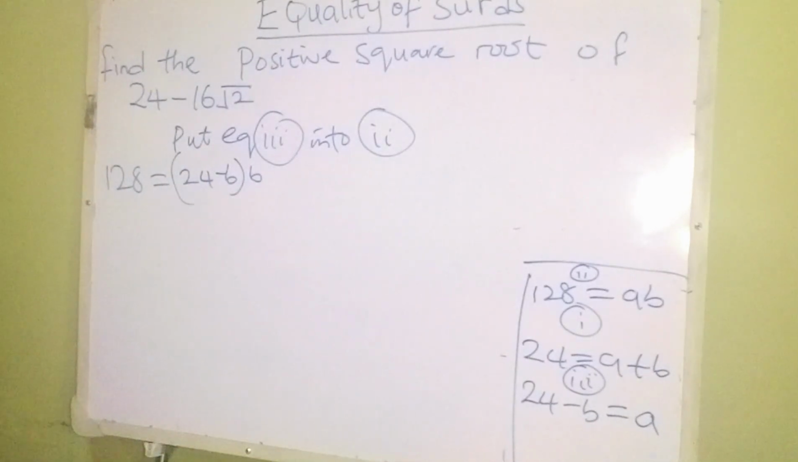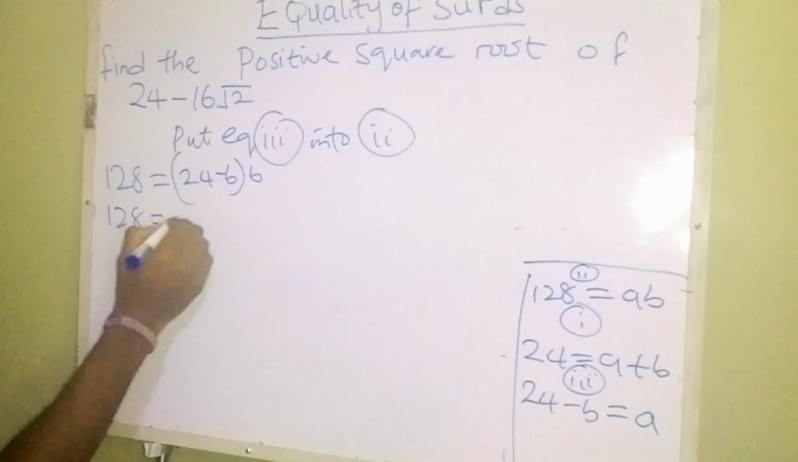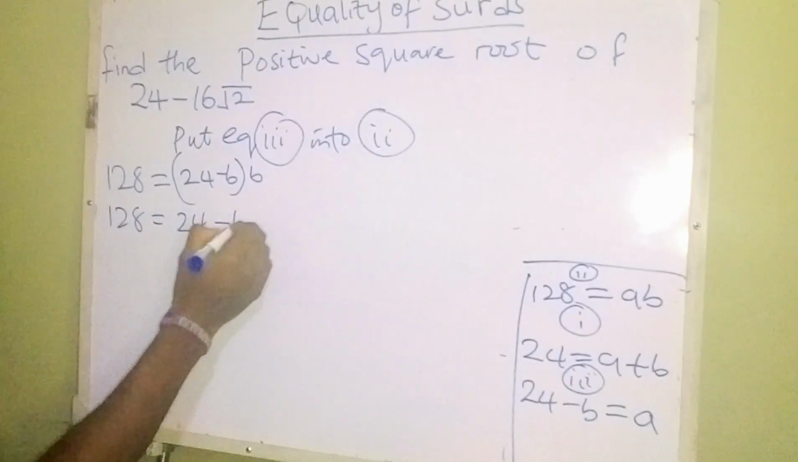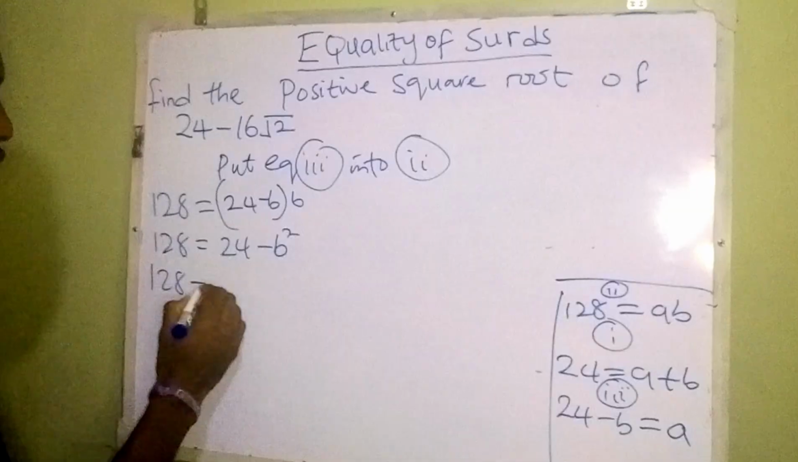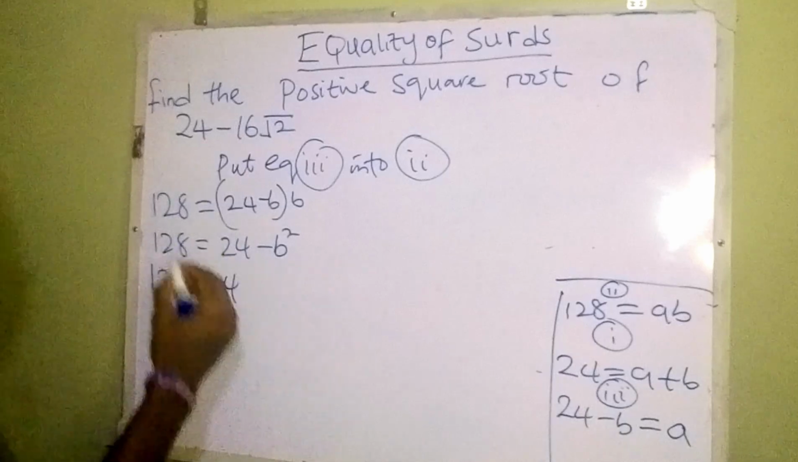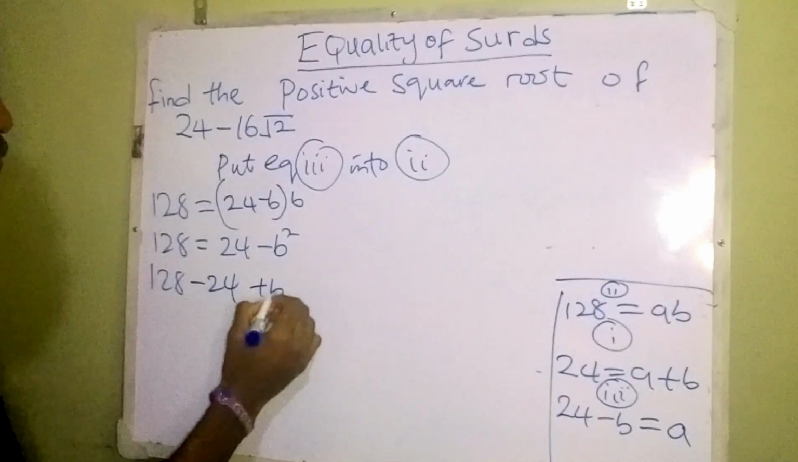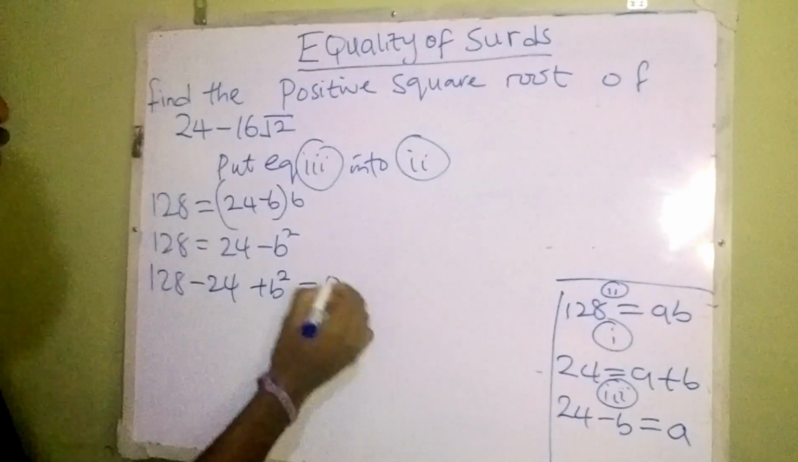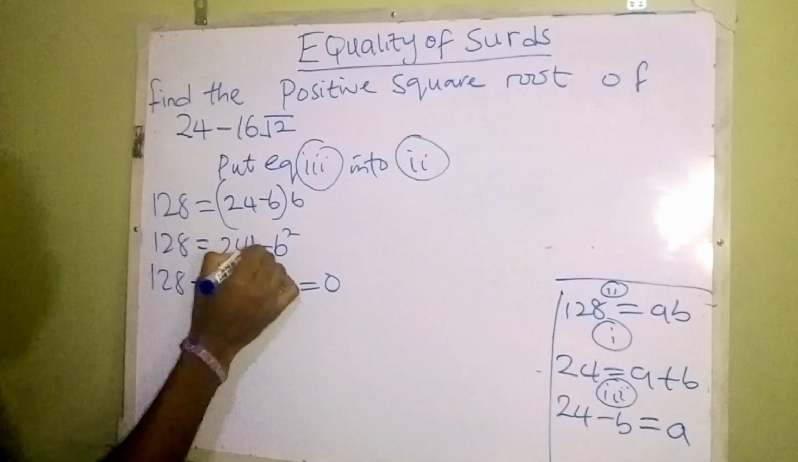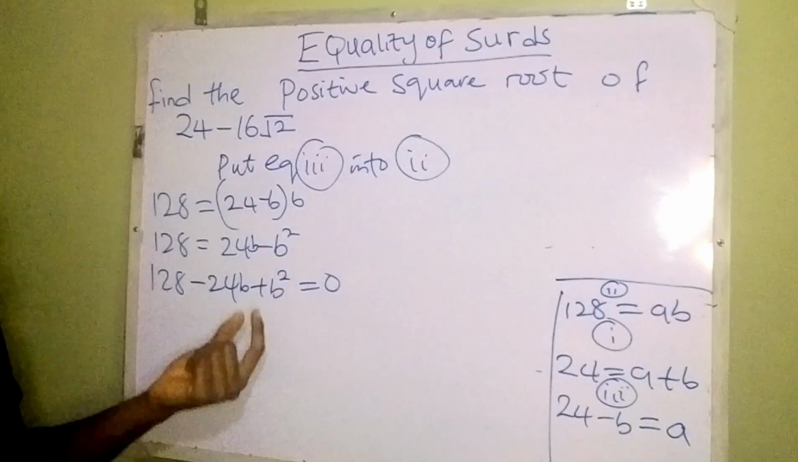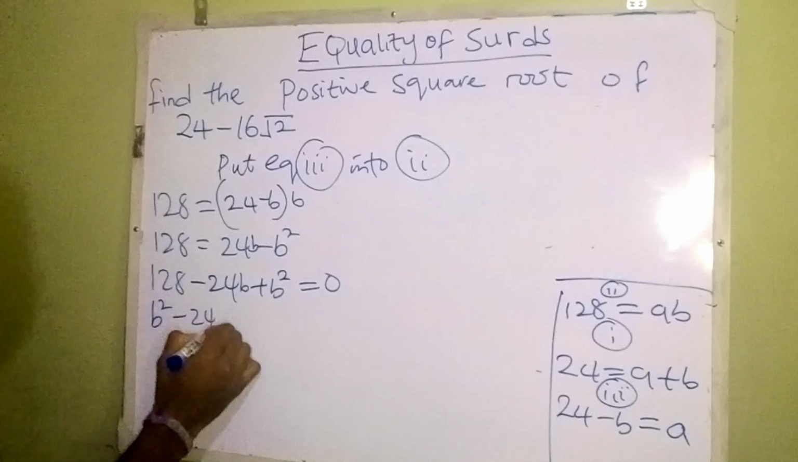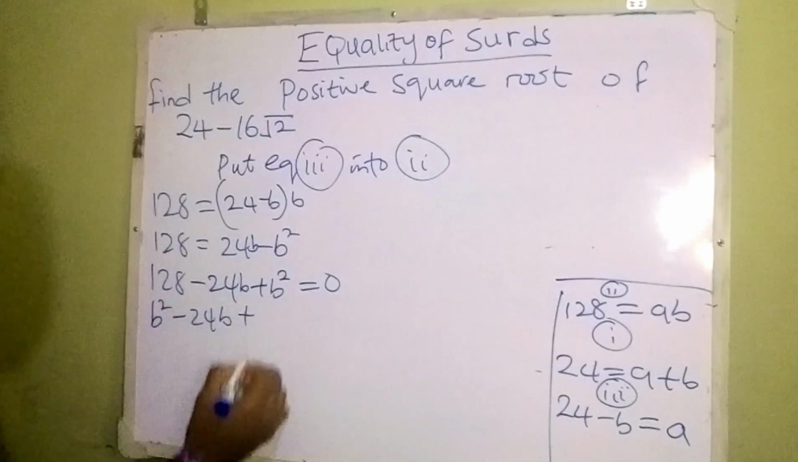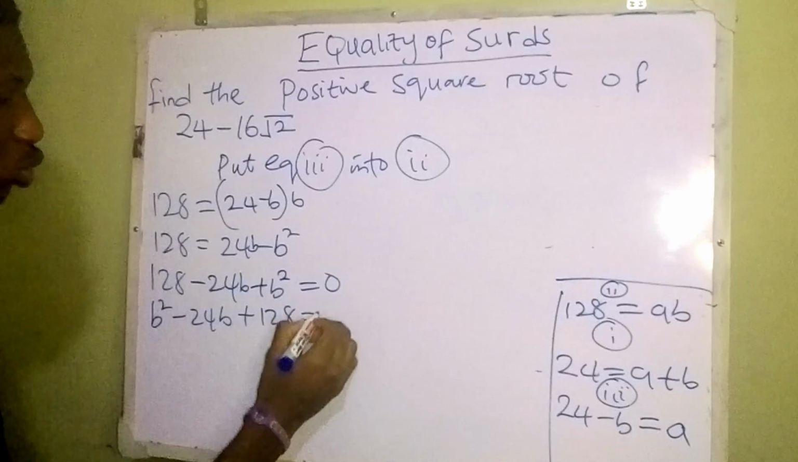So since we have this, we can now open the bracket. We have 24B minus B squared. Now, since we have this, we can carry 24 to the other hand, and we have negative 24. And we can carry B, we have positive B squared equal to 0. Sorry, I say 24B. So if I were to arrange this, I will have B squared minus 24B plus 128 equal to 0.